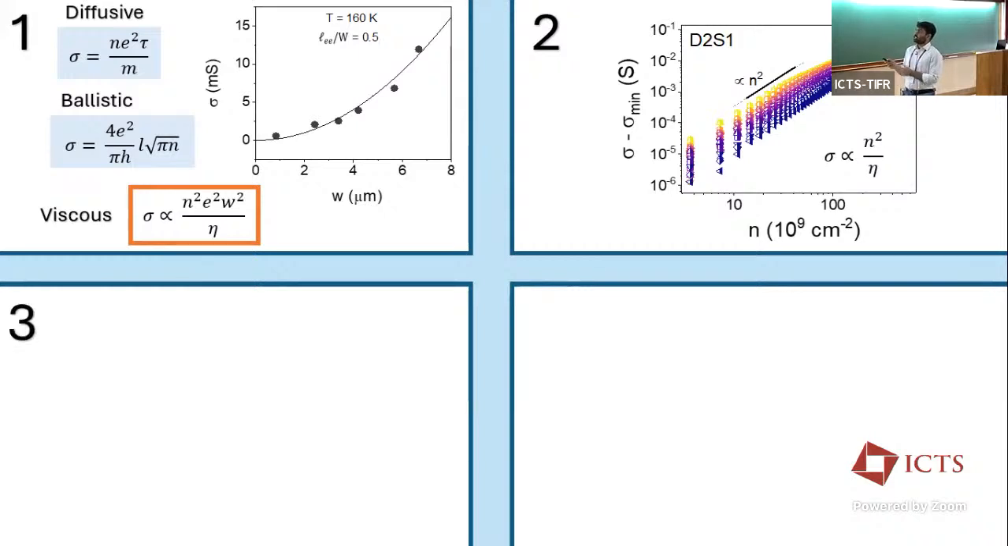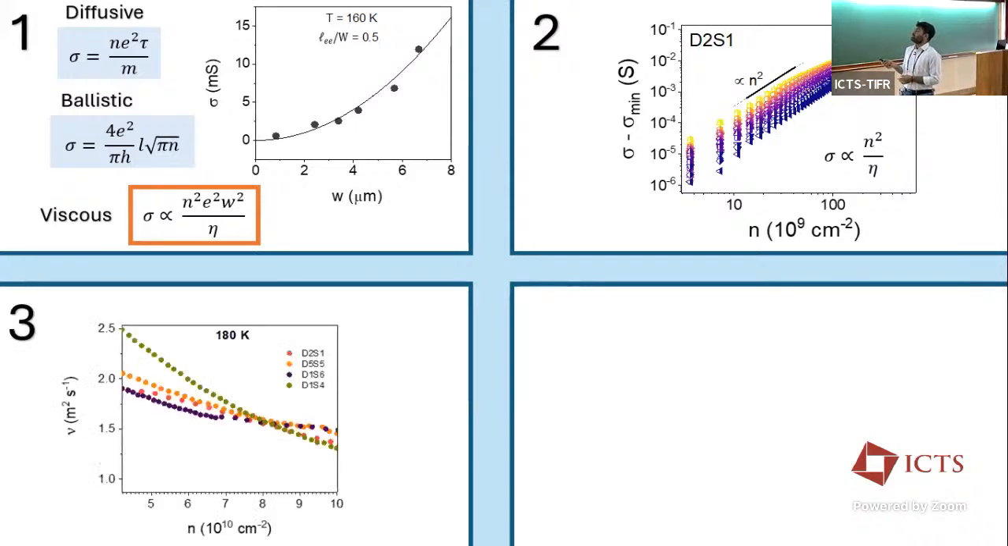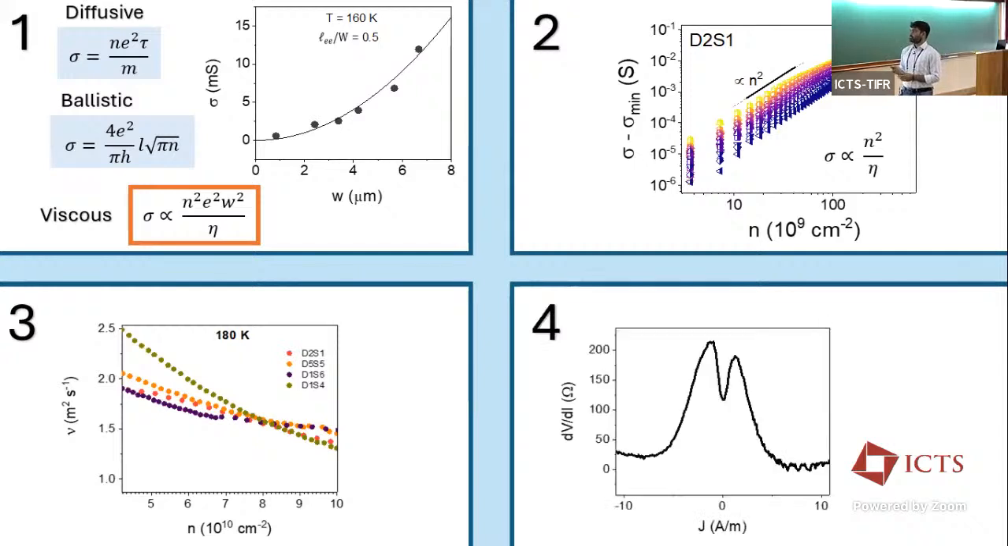Also following in the same line, if you now calculate the kinematic viscosity from this shear viscosity, it more or less aligns with the theoretical expectations, from around 0.5 to 2 meters squared per second. And last but not least, we have also done differential resistance measurements. And what we see over here is this beautiful double peak with a valley at the center. This is a signature of hydrodynamics. I'll just quickly explain what this means.